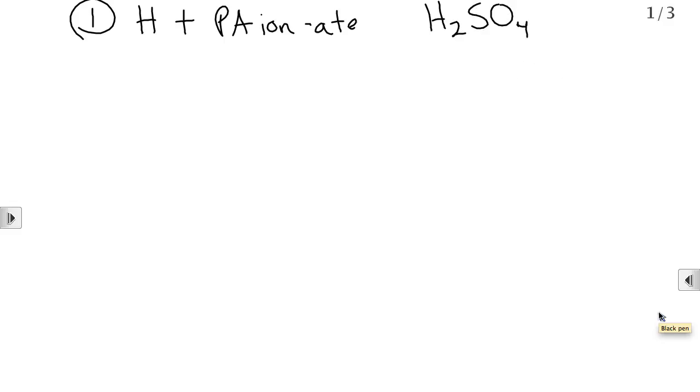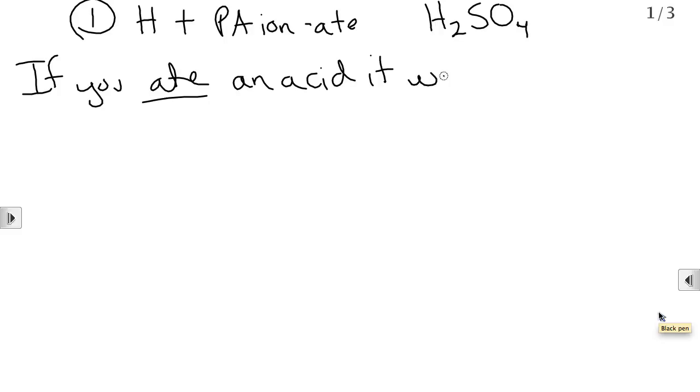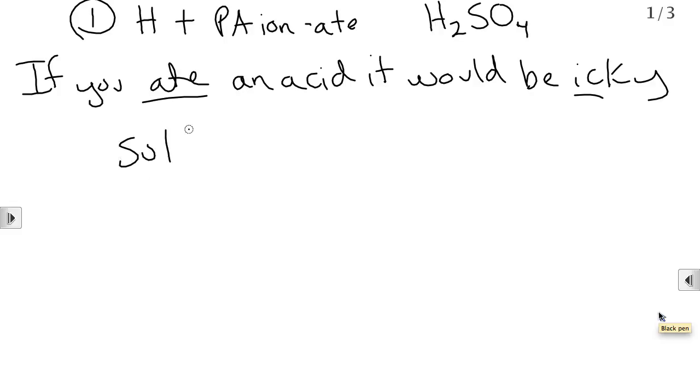Sometimes you'll have an H plus a polyatomic ion that ends in -ate. So you'll have something like H2SO4. That's sulfate, you feel me? So if you ate an acid, it would be icky. You're going to drop that -ate and make it -ic and then add acid. So this is sulfate. If you ate an acid, it would be icky. So this becomes sulfuric acid.